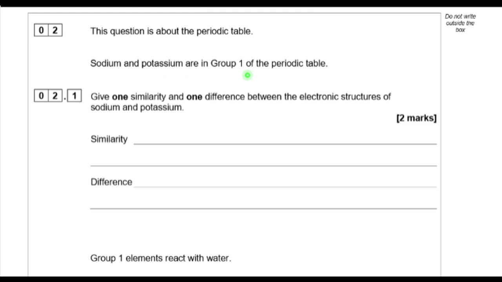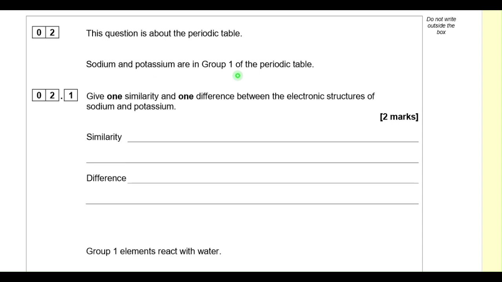This question is about the periodic table. Sodium and potassium are in group 1 of the periodic table. 2.1. Give one similarity and one difference between the electronic structures of sodium and potassium. And this is for 2 marks.